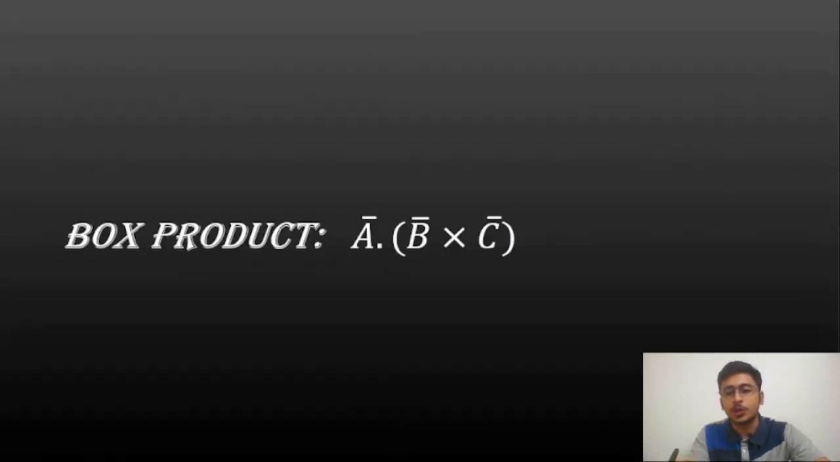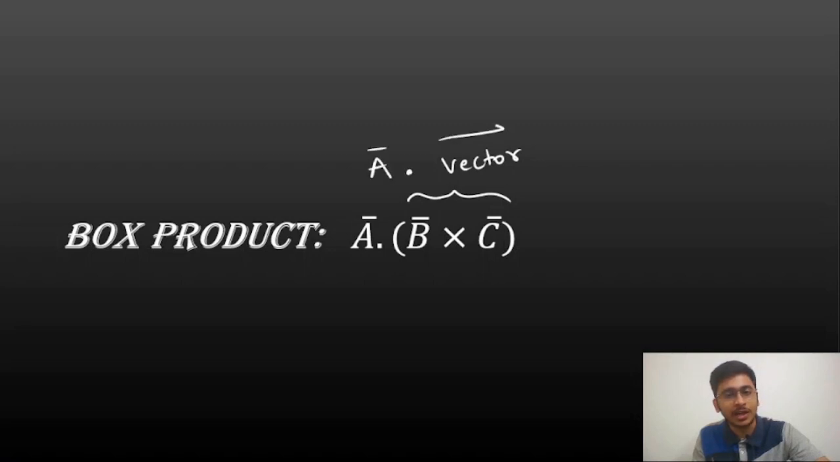Moving on to box product. Box product is nothing but A dot B cross C. Both the things that we had studied in the above sections, dot product and cross product, we just have to combine. B cross C gives us a vector, and I am doing the dot product of A with this new vector. Dot product gives us a scalar. So box product is a scalar product, and it gives a scalar quantity.